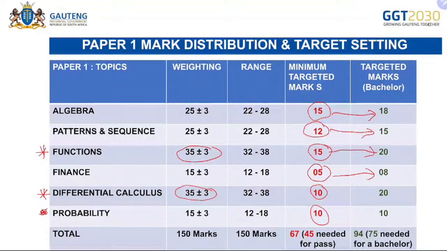Right. You can see that if you just get the bare minimum marks, then you'd be able to get 67 out of 150, because our paper is out of 150 for 3 hours. So you'd be able to get 67 out of 150, and for you to just get a minimum pass, you should get 45 marks. We should get 45 marks for just the bare minimum.